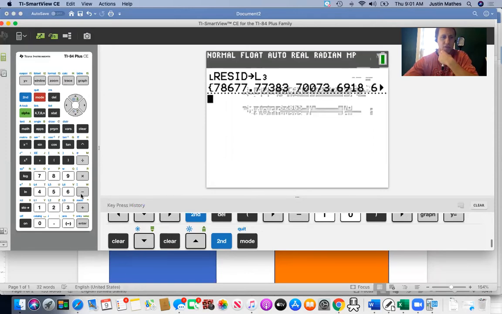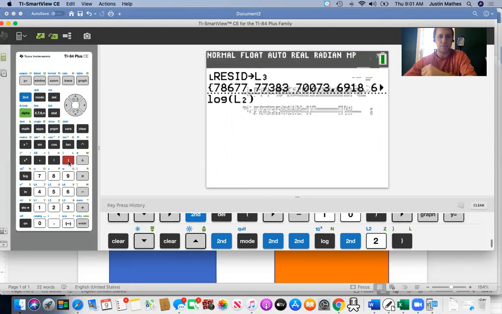So let's start with the exponential model, where we just log the y values. My y values are in L2. So I'm going to take log of L2. Boom.